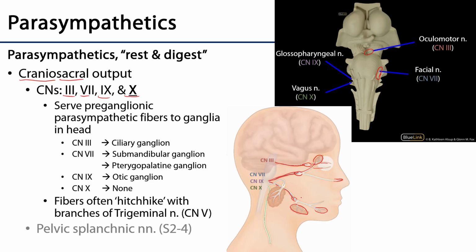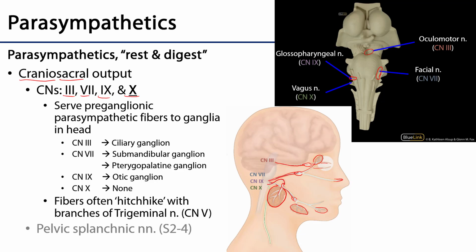And then we have the glossopharyngeal nerve, which is originating from the brainstem there. Glossopharyngeal or cranial nerve 9 does quite a lot of things, but it provides the preganglionic parasympathetic fibers to the otic ganglion, and that otic ganglion then will have postganglionic fibers serving the parotid gland.